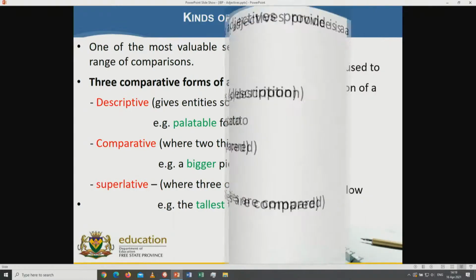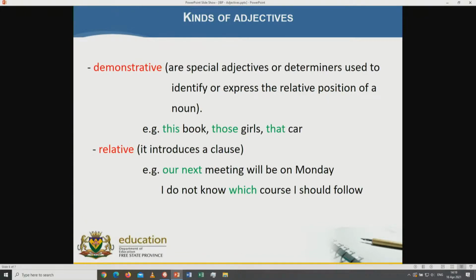Now let's come to still kinds of adjectives, demonstrative. Now we talk about the demonstrative, special adjectives or determiners used to identify or express the relative position of a noun. The relative position of a noun. We say this book. We say it's relative because one person will say this book is here, it's so close to me. But one person will say this book is not as close to me as it is to you. So hence we talk about the relative position.